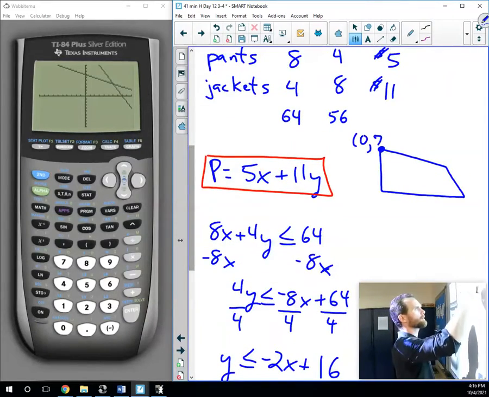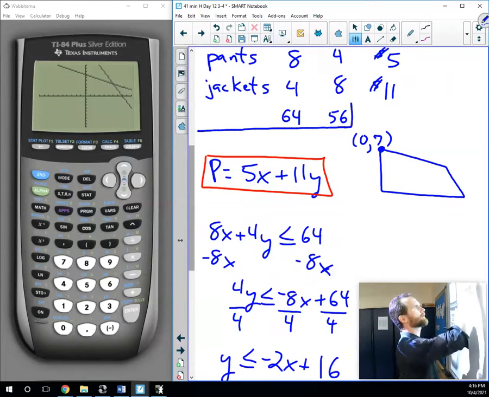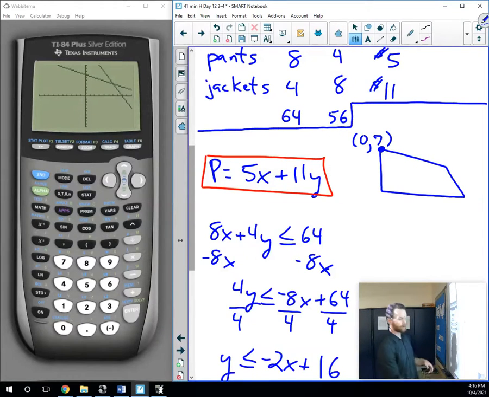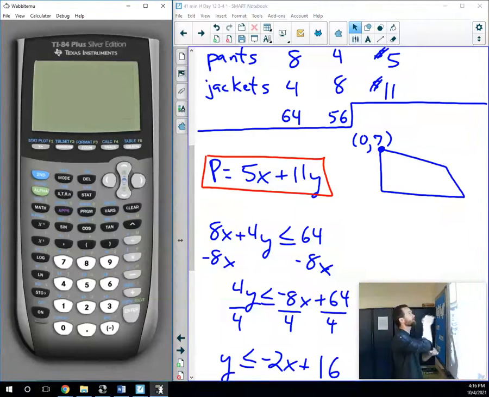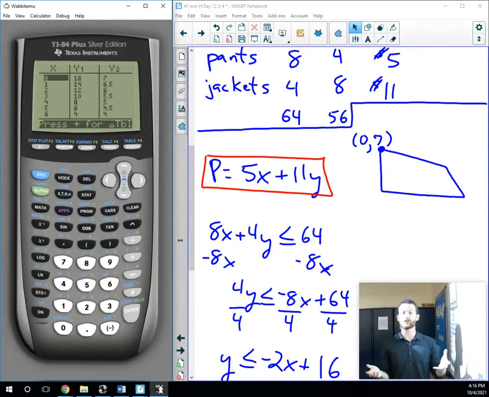If you need a review, let me draw a line. If we need a review of how to do that, we just hit second table, look at where x equals 0, and that gives us the 2 y-intercepts. Since we shaded below for both of them, we picked the smaller y-intercept.